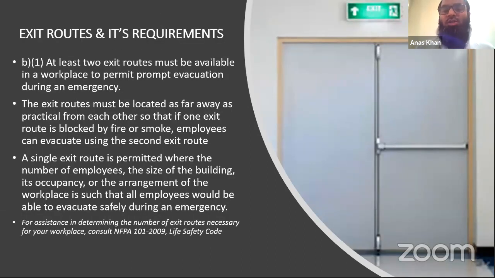As required by OSHA, there must be two exit routes available, right? In normal situations at our workplace, there should be two exits available. One could be used as a normal exit and the other could be declared as the emergency exit, right?